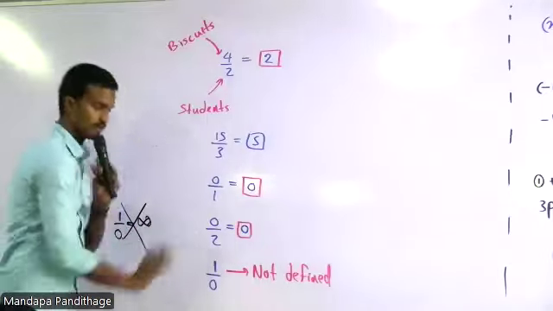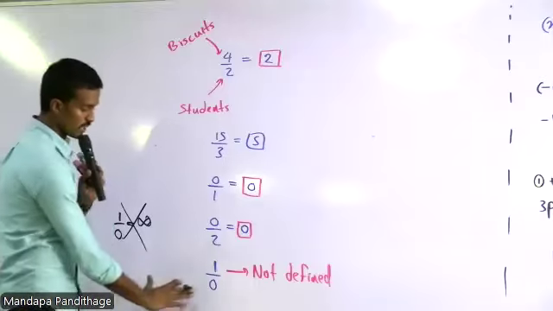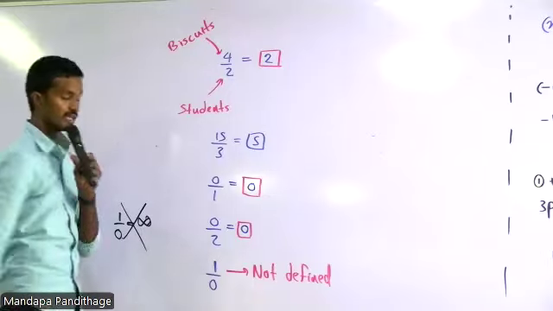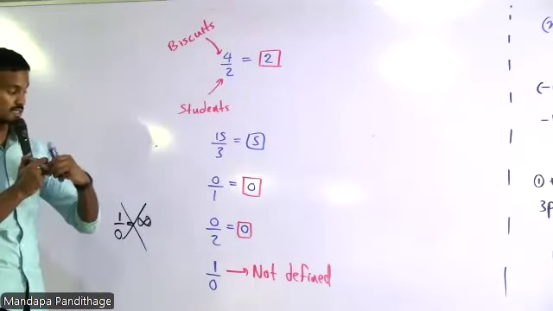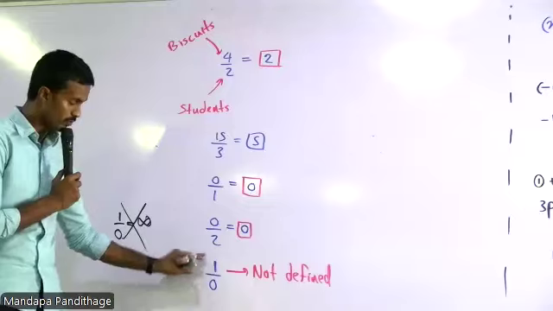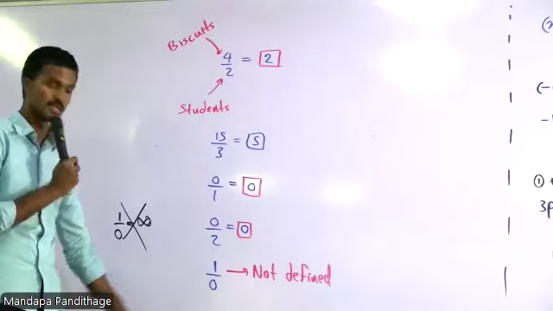Dividing by 0 is not defined in maths. So that is the thing. You can't divide anything by 0 in maths, because if you do this, you get non-defined results.